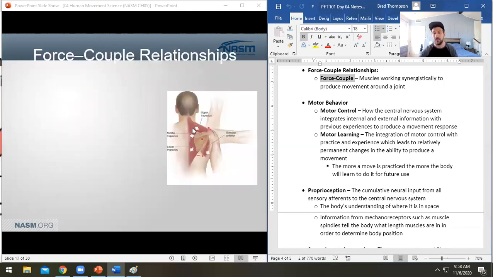The classic example of a force couple, you can see it right here. Here's your shoulder blade. You've got muscles that pull down this way, muscles that pull down this way, a muscle that pulls back, a muscle that pulls up. And then you've got all these muscles pulling on the front of the arm here. So they're passing it through a full range of motion.